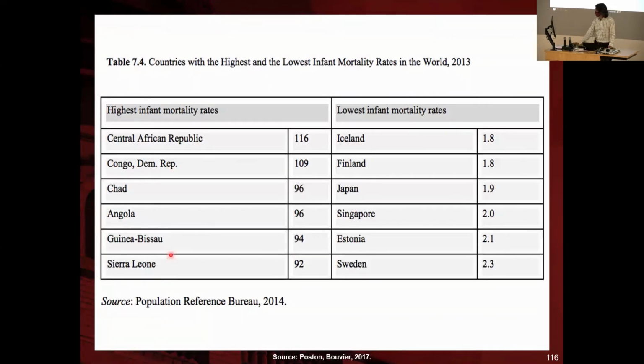Here are the countries with the highest and the lowest infant mortality rates. Pretty much just showing specific countries: Central African Republic, Congo, Democratic Republic, Chad, Angola, Guinea-Bissau, and Sierra Leone, really high levels. While on the other hand, you have Iceland, Finland, Japan, Singapore, Estonia, and Sweden with really low levels of infant mortality compared to these other countries. That's data from the Population Reference Bureau, one of the links that I put on the course website. They have a really nice data website where you can collect information that you can usually compare across countries.